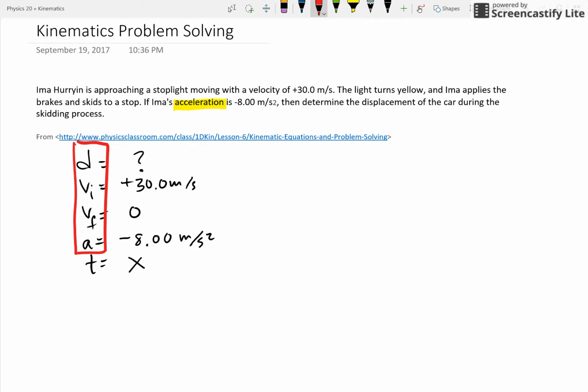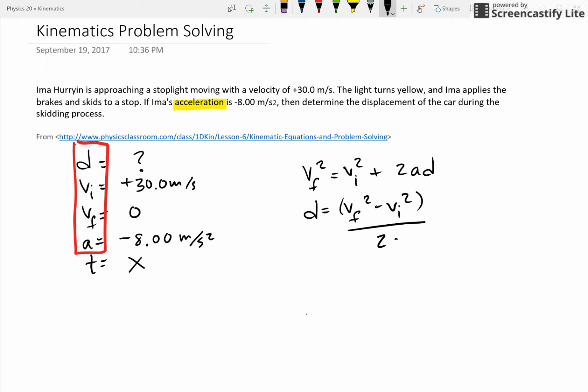And that says to us, let's use the formula VF squared equals VI squared plus 2AD. And that addresses the variables that are given and the one that we're looking for. So if we're solving for displacement, we manipulate this equation and divide by 2A. And then our next step is to substitute.